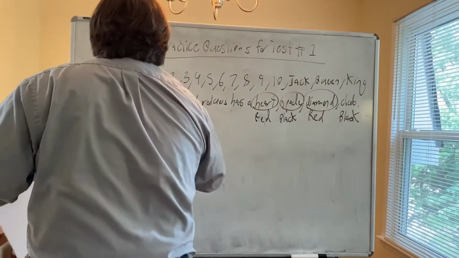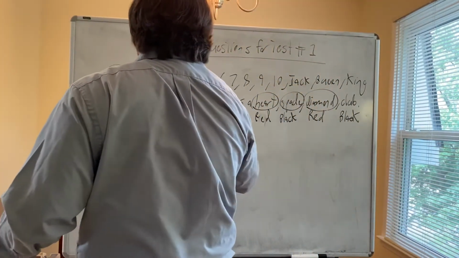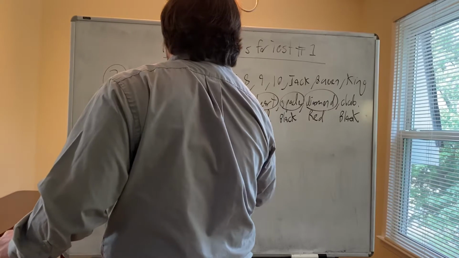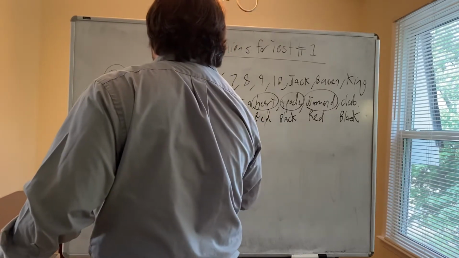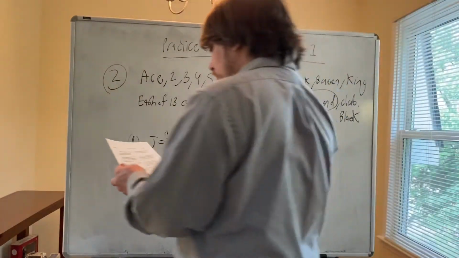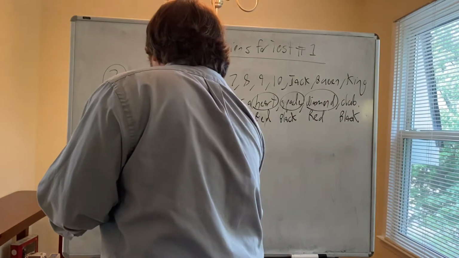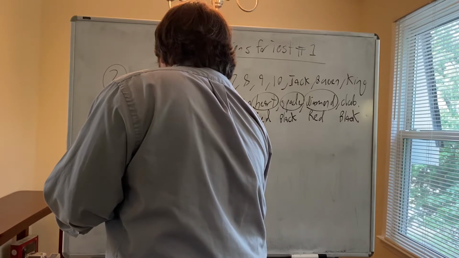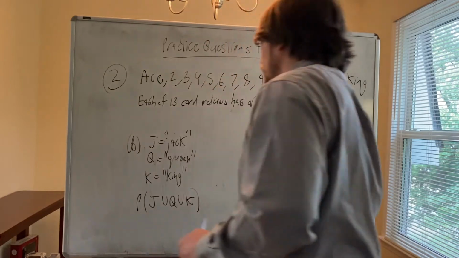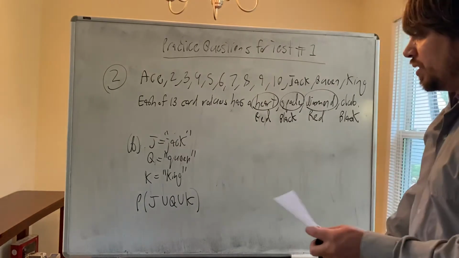So for part B, you want to find the probability that it's a jack, queen, or king. I'm going to put J short for jack, Q short for queen, and K short for king, capital, for drawing a jack, queen, or king respectively. So we want the probability of a J or Q or K. So it's the probability of the event J union Q union K.